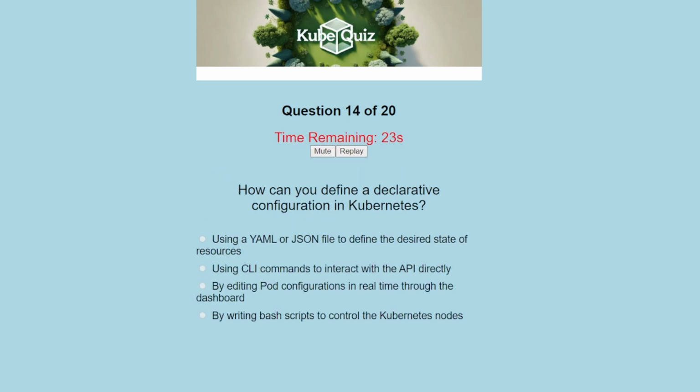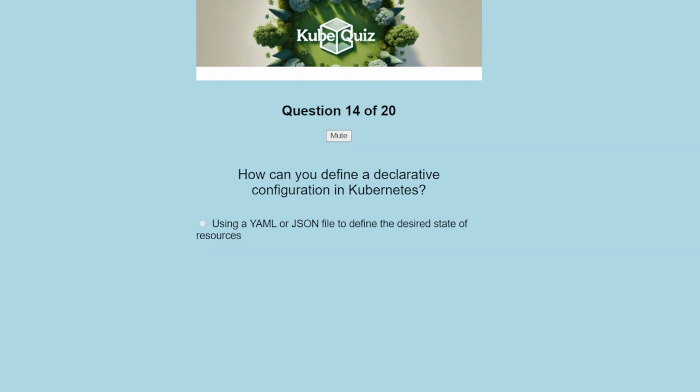How can you define a declarative configuration in Kubernetes? Using a YAML or JSON file to define the desired state of resources. Using CLI commands to interact with the API directly. By editing pod configurations in real time through the dashboard. By writing bash scripts to control the Kubernetes nodes. The correct answer is, using a YAML or JSON file to define the desired state of resources.